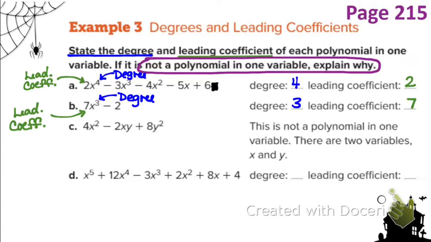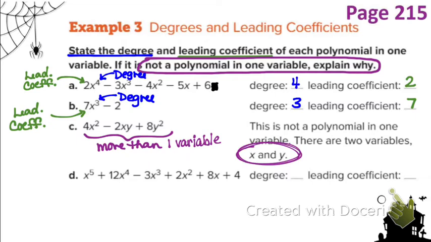Part C. Can I find the degree on part C? No. Why not? More than one variable. What are the variables that we have here? We have x and we have y. So I don't have to say the degree or the leading coefficient. I get to skip it if there's more than one variable. It is not a polynomial in one variable, so I move on.